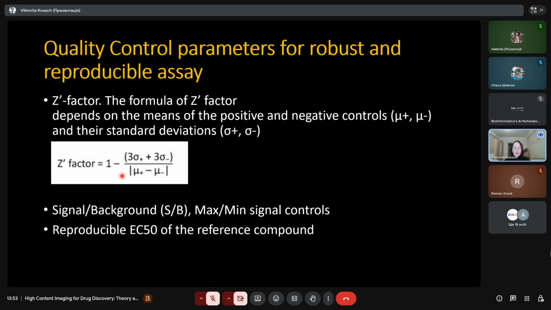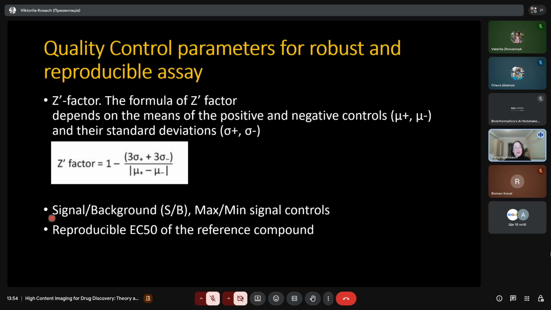So if you look at the formula, you will know that if something is wrong and your Z factor is lower than 0.5, the assay does not perform well. So what you can do, you could try to increase your max minus mean, so use the signal window of the assay, or you could try to lower the variability of the assay. I will talk about it in a minute.